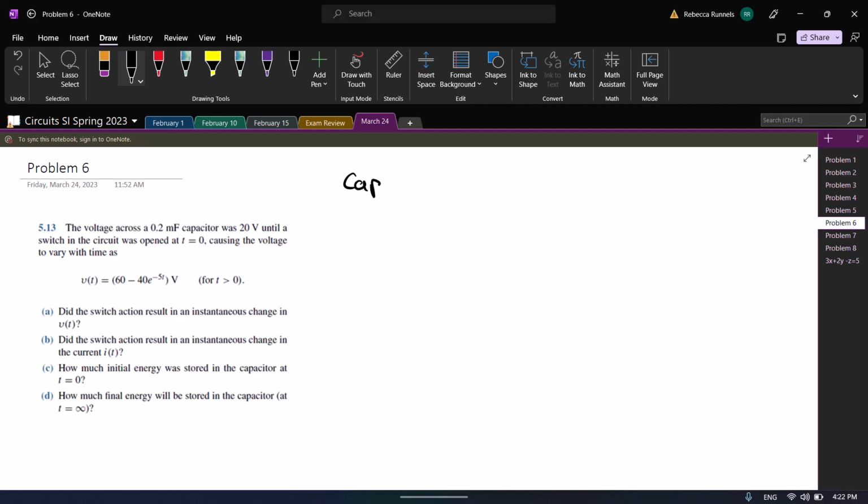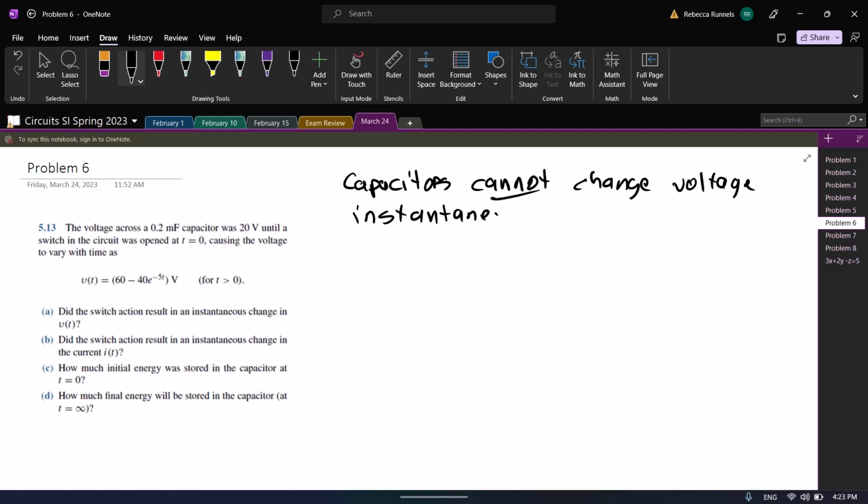So capacitors cannot change voltage instantaneously. Is there anything that can? Yes, an inductor can. But an inductor cannot change current instantaneously. And capacitors can. So, to me, the whole fact that anything can is, how can it be really instantaneous?